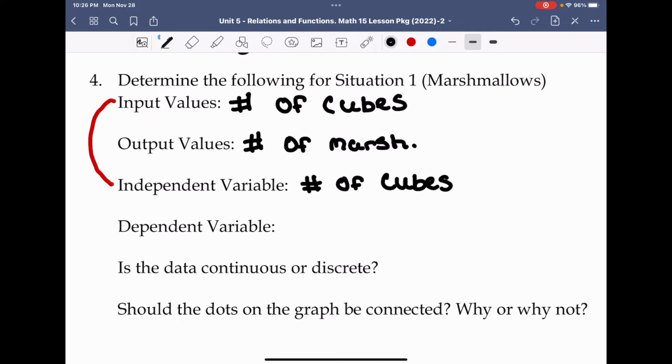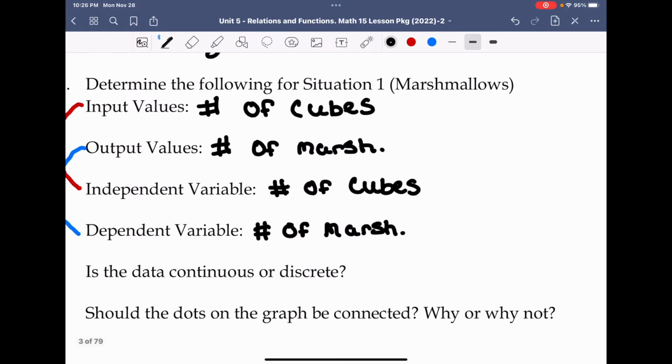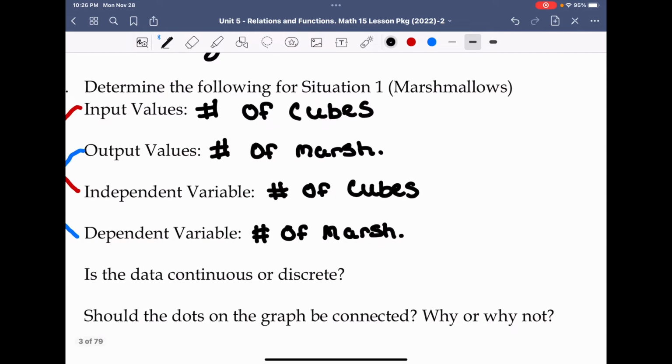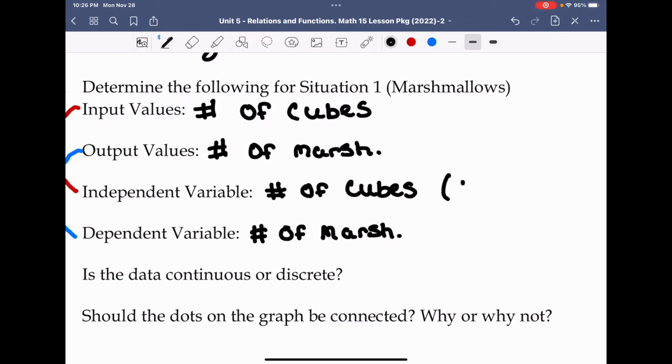We say the dependent variable, this is connected to the output, and we say this is our number of marshmallows. And maybe off to the side here, for our independent variable and our dependent, I'll just say it is our cubes, and it is our marshmallows in general. Okay. Now, is the data discrete or continuous?